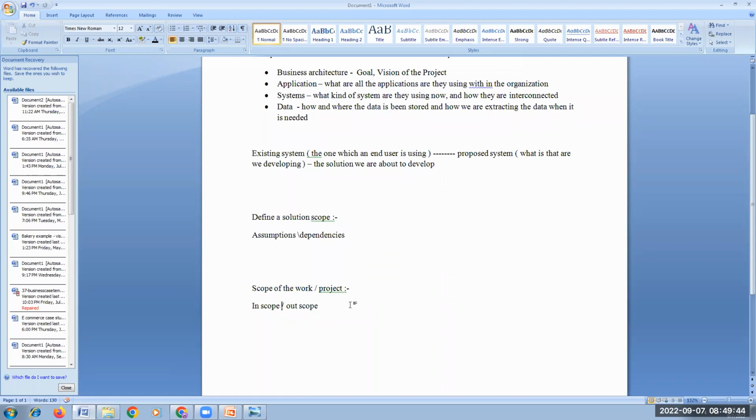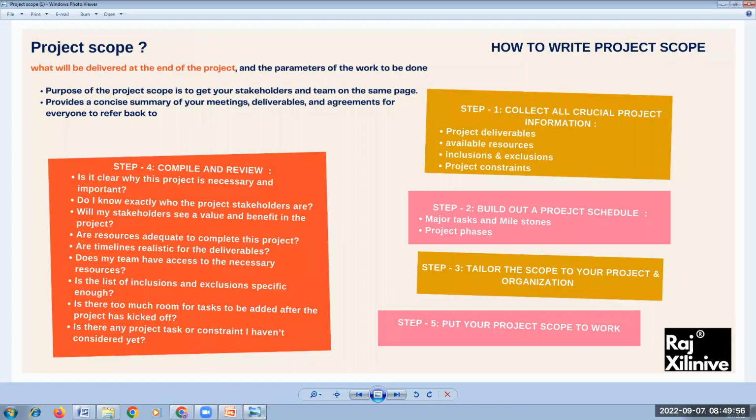So once you define the solution approach, what we need to know is that you must be knowing about the scope of the project first. If you want to write the scope of the project, there are 5 steps we need to follow.